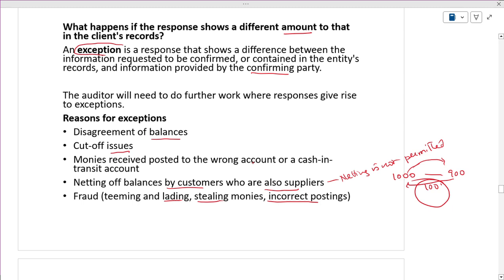Another reason is fraud: teeming and lading, stealing monies, incorrect postings. Teeming and lading is collaboration with people within the organization, making sure that the receivables can be manipulated or adjusted.